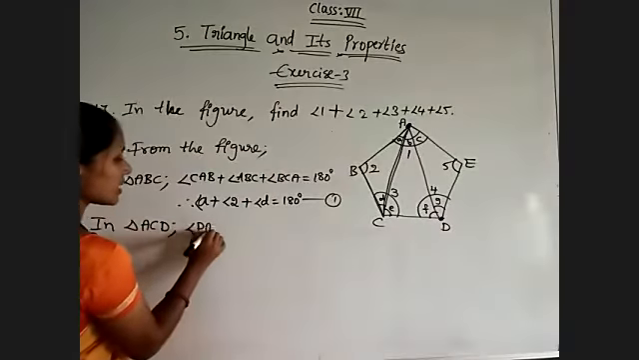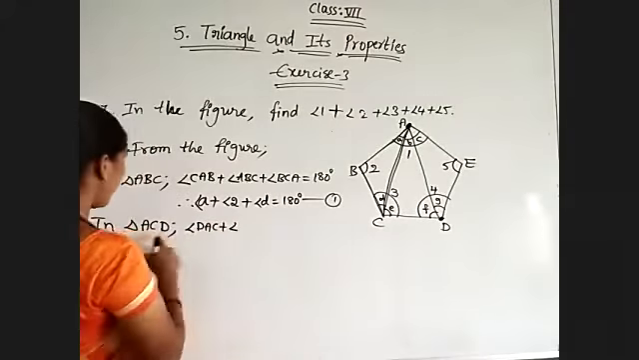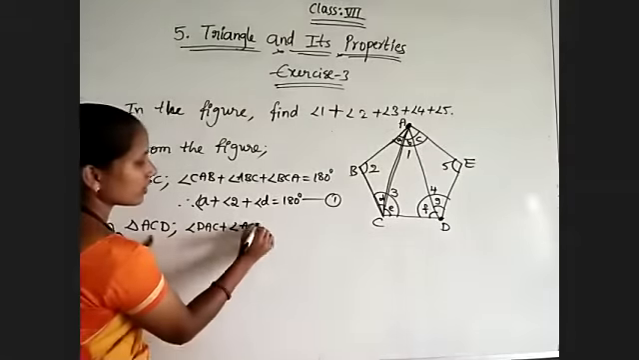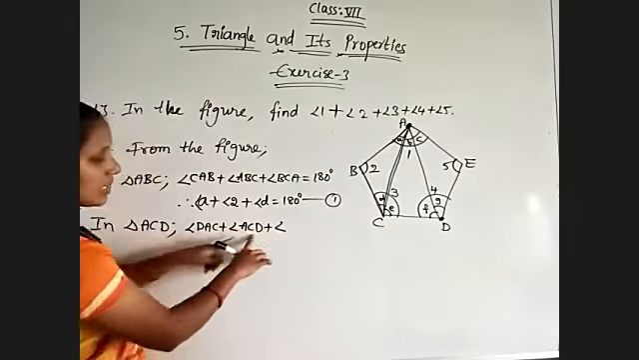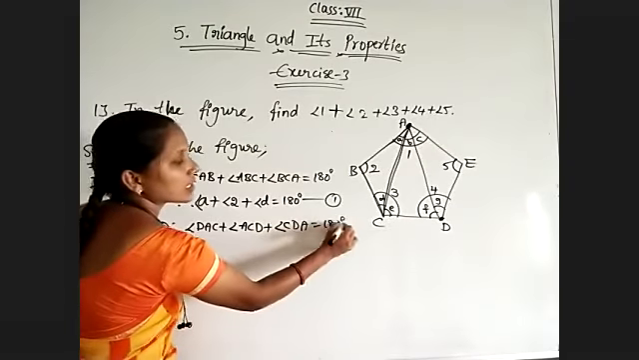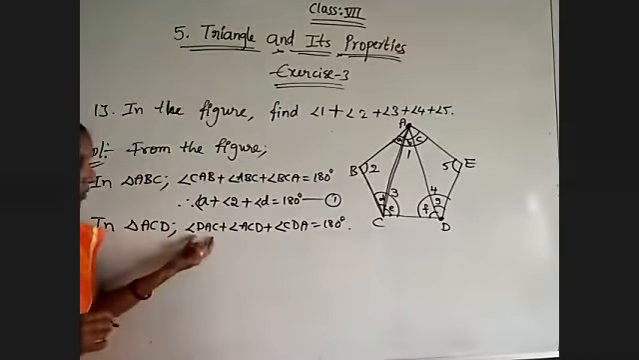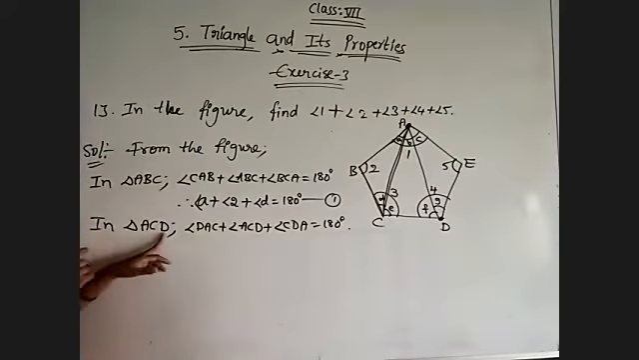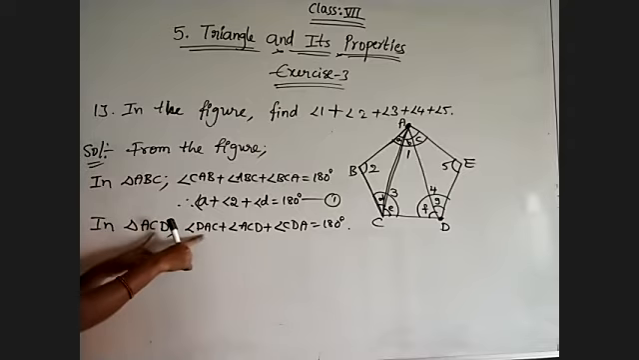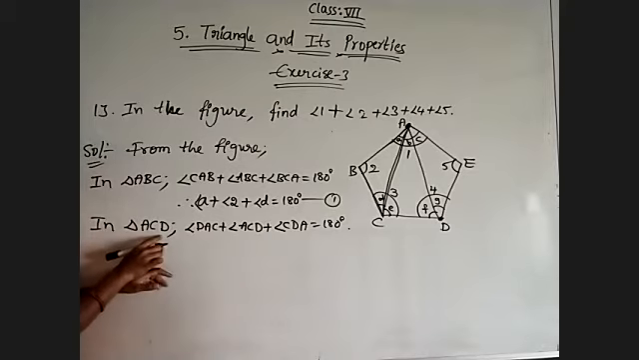Angle DAC plus angle for C we need to write, so ACD, plus angle CDA is equal to 180 degrees. Remember, once you have started, the last letter is what we are using. I have used triangle ACD. Here the last vertex is D. So DAC to write A, and to write C, ACD. To write D, CDA. That's all.